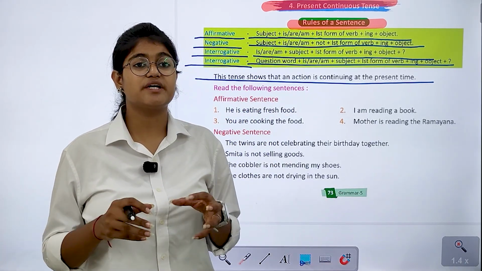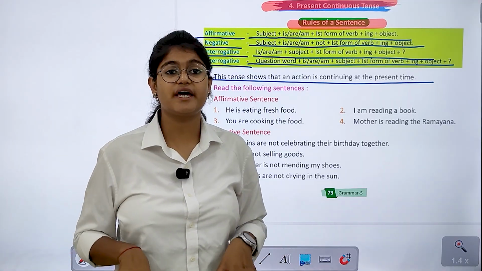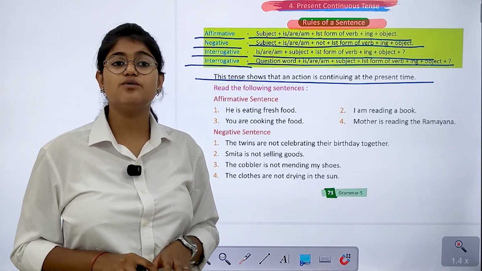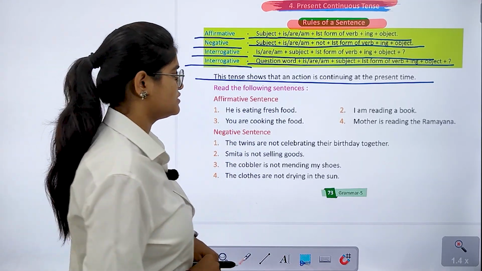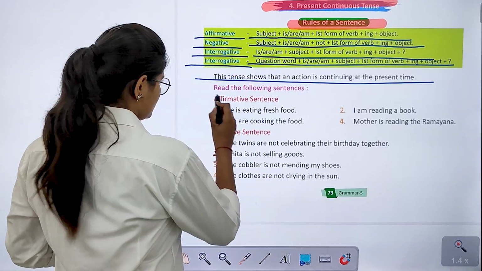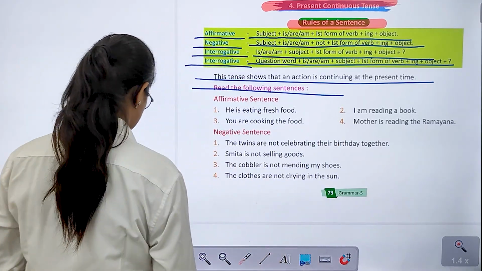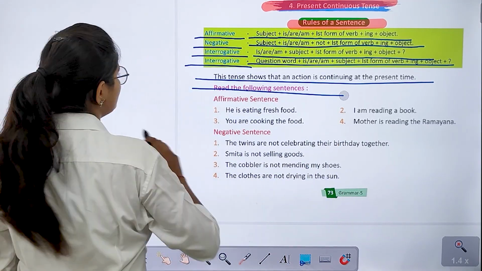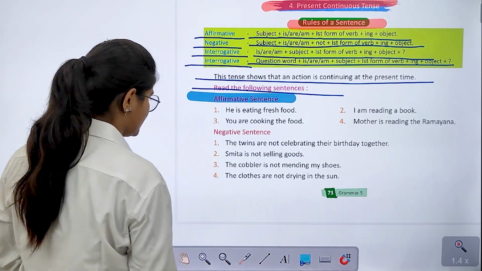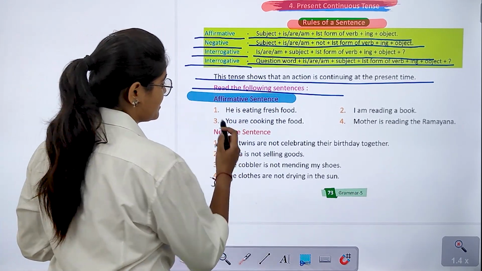तो ये टेंस हमें ये दिखाता है कि जो भी काम है वो एक्चुअली कंटिन्यू हो रहा है right now. Right? So read the following sentences. जल्दी से इन sentences को पढ़ते हैं और देखते हैं. Affirmative sentence first of all. So let's read the examples.